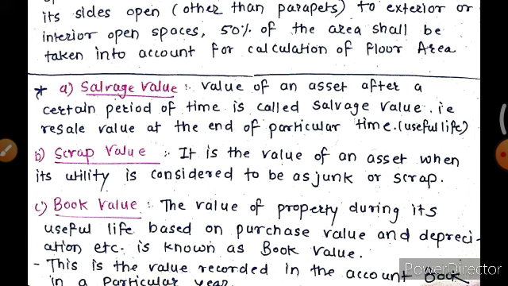Salvage value is the value of an asset after a certain period of time. That is the resale value at the end of a particular time. It means that after the useful life, the value of that property without dismantling it is the salvage value. Then the scrap value is the value of an asset when its utility is considered to be junk or scrap.